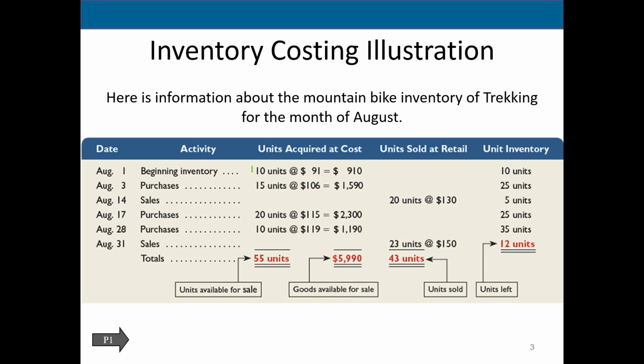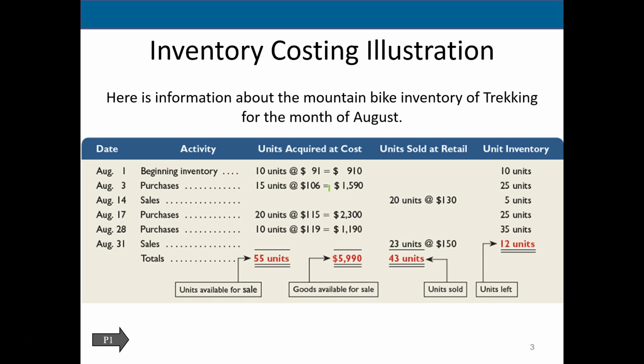So, for example, we have the units here. We bought 10 units. We don't know what they are, 10 units of inventory, and we bought them for $91. Therefore, the cost is $910, the 91 times 10. The units we have are 10 units on hand. Then if we bought another 15 units at 106, we multiply that out, we get 1,590.